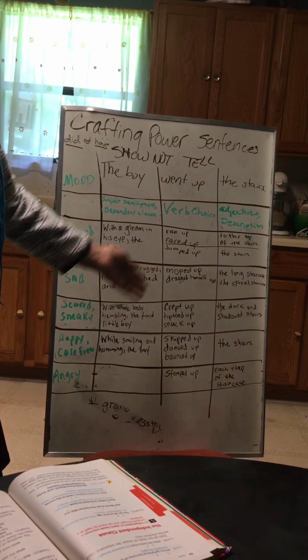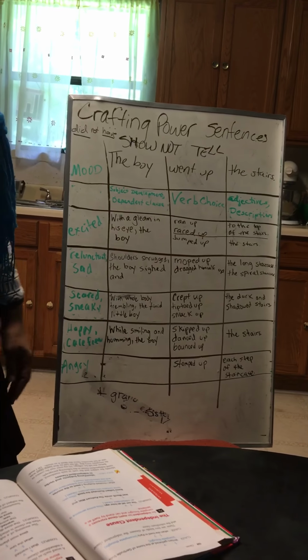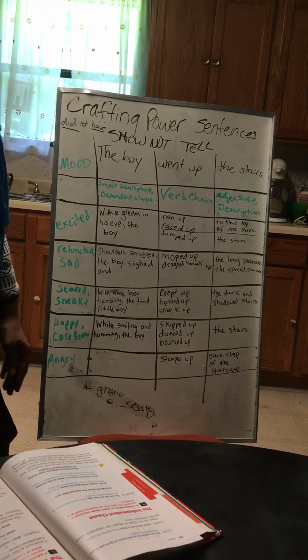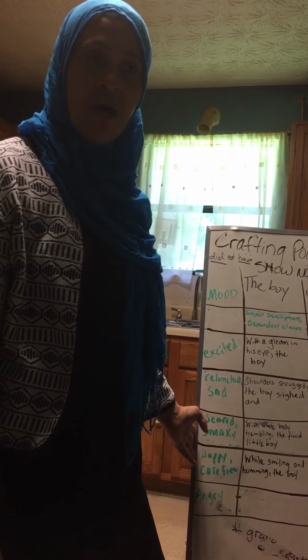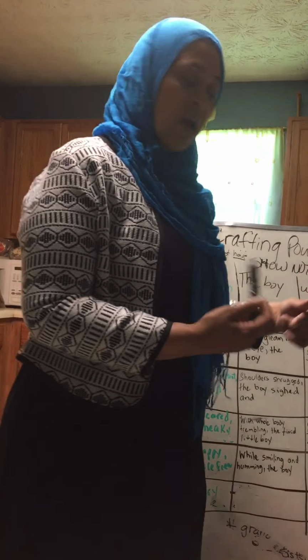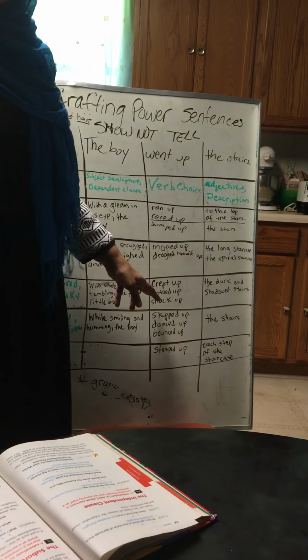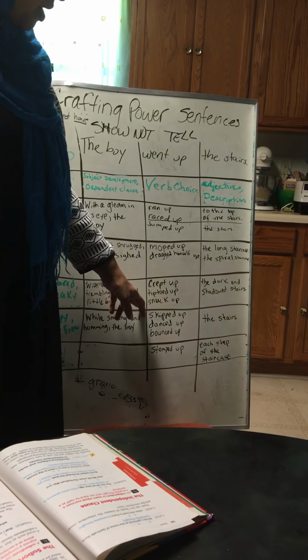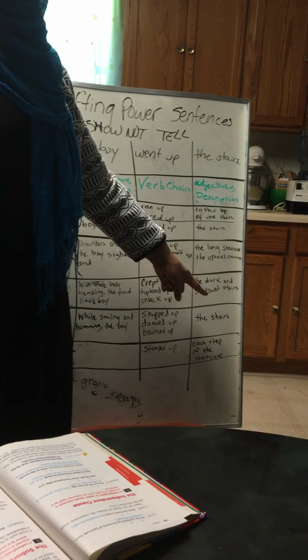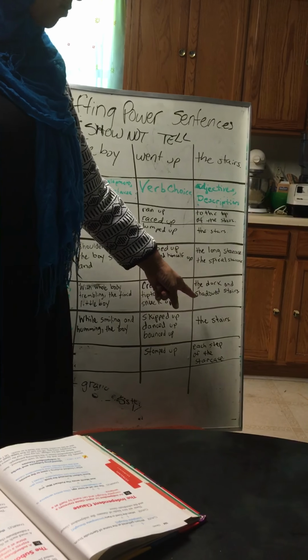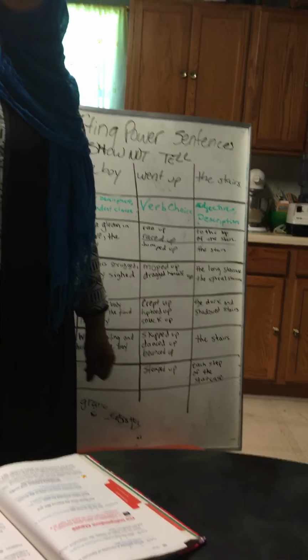And they're going to mope up that long staircase, or drag himself up the spiral staircase. Scared and sneaky. And when I say sneaky, I don't mean that he's done something wrong. It's just like he's sneaking up the stairs carefully. So that's why we use crept up, tiptoed, and snuck up. But we decided to give an ambiance to the staircase. And now it's the dark and shadowed stairs.